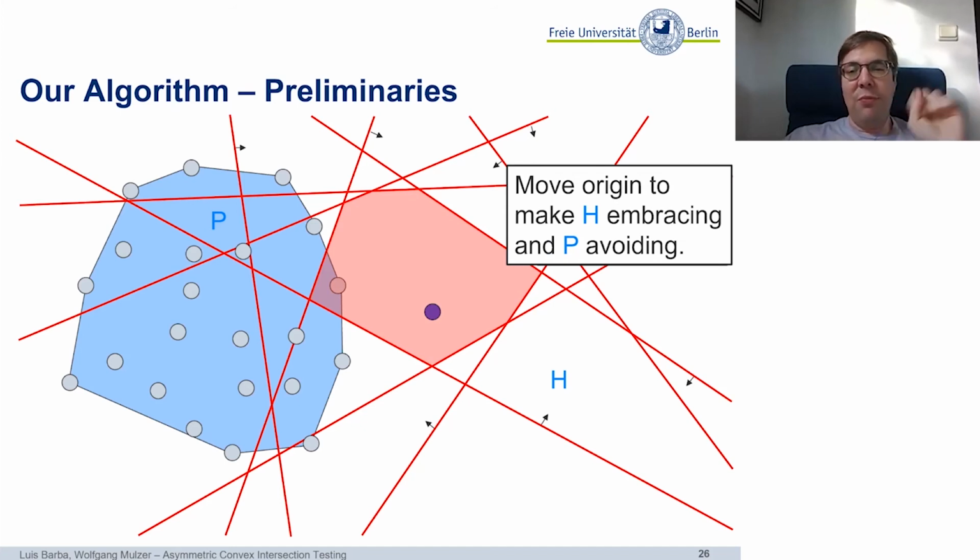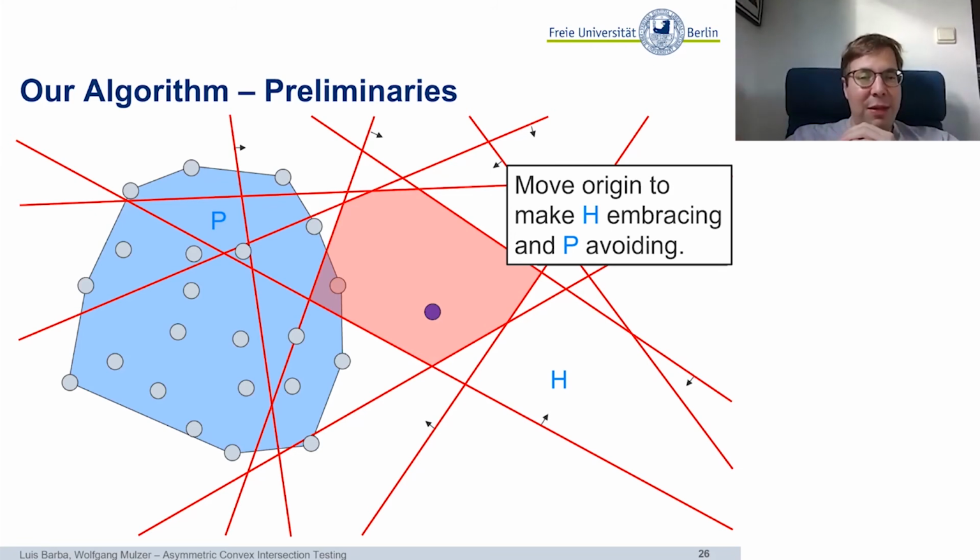In this case, we just move the origin to this purple point, and we know that this purple point now lies inside H. So it makes H embracing because we also assume that the intersection of H is bounded. And it also makes P avoiding because we tested and found out that the convex hull of P does not intersect the point in the origin.